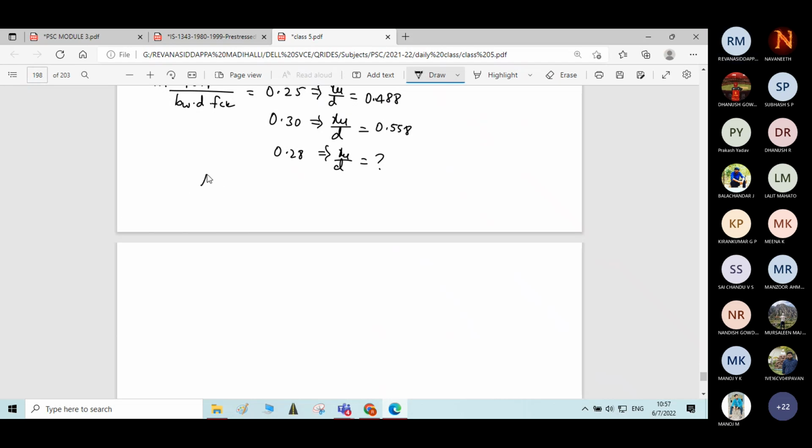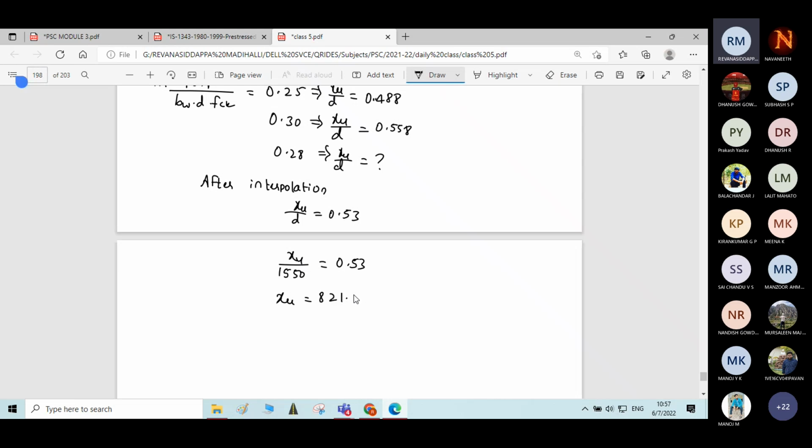After interpolation, you will get the value of XU by D as 0.53. Therefore XU by D, with effective depth that we have as 1550, is equal to 0.53. Then XU will be equal to 821.5 millimeter. Depth of neutral axis is at a distance of 821.5 millimeter, which is greater than depth of flange.